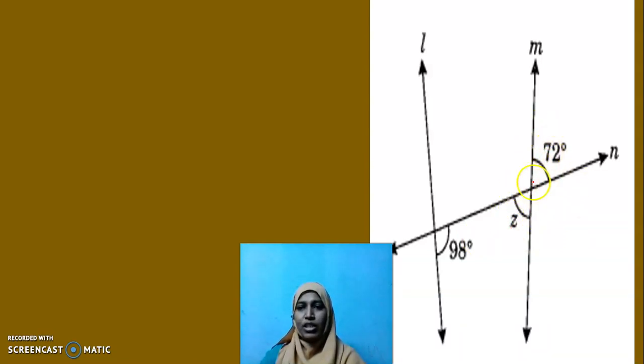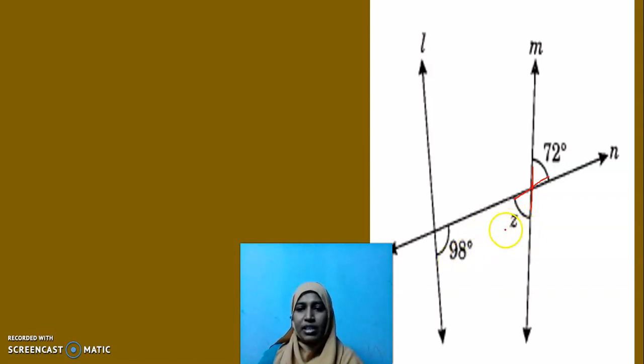Yes, vertically opposite angles are equal. Whenever at a point, in this X diagram, vertically opposite angles are equal. It's just a simple reminder to make you remember. Z is equal to 72.